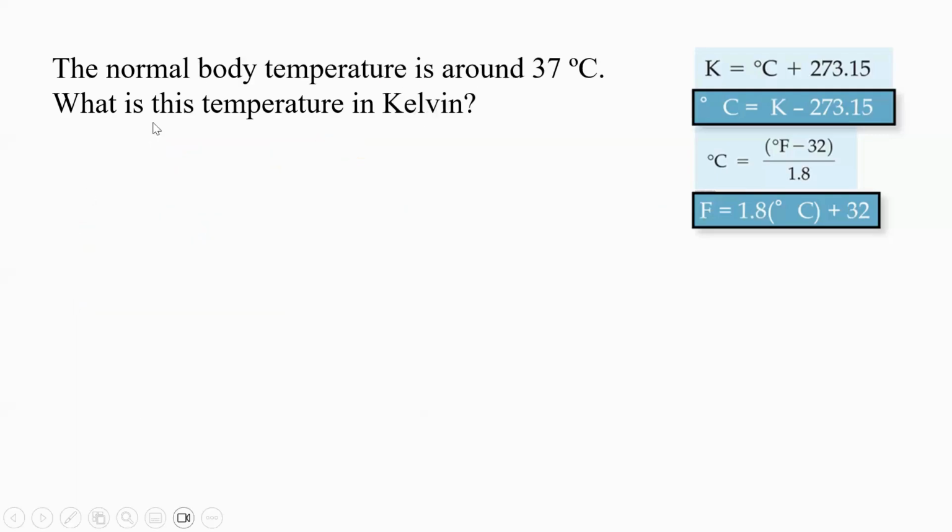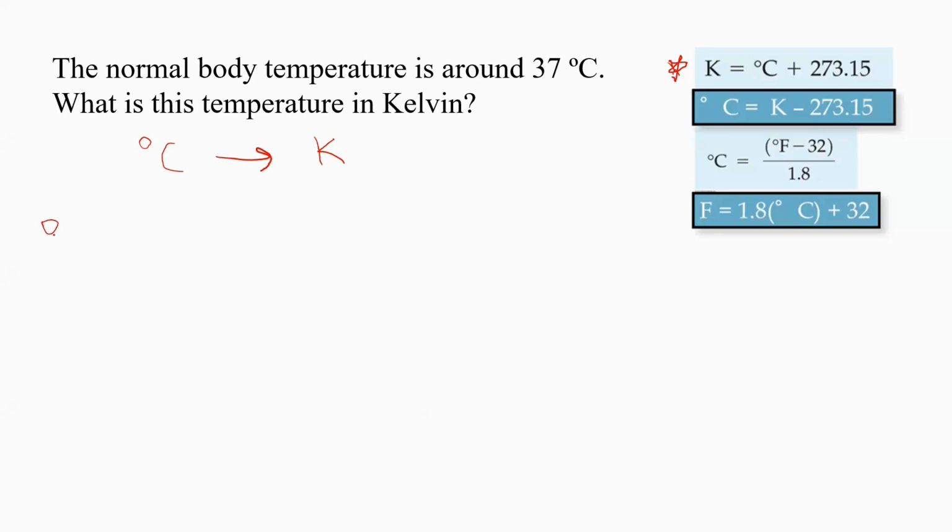Let's look at this. The normal body temperature is around 37 degrees Celsius. Wow, that is incredible information. What is this temperature in Kelvin? So we have to convert our temperature in Celsius to Kelvin. To go from Celsius to Kelvin, we would have to use this equation right here.